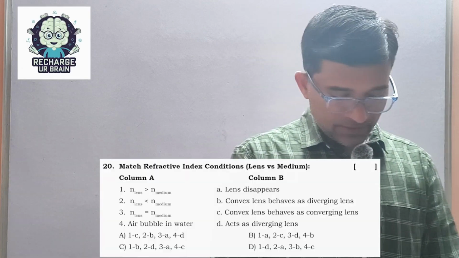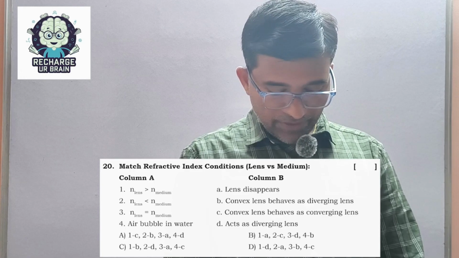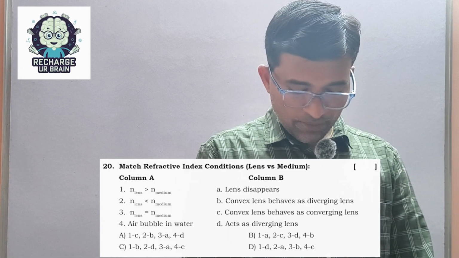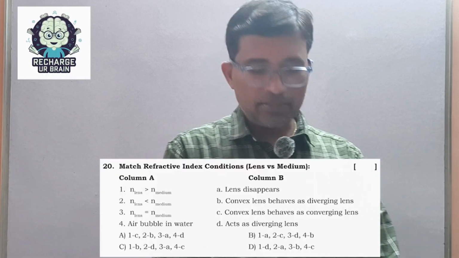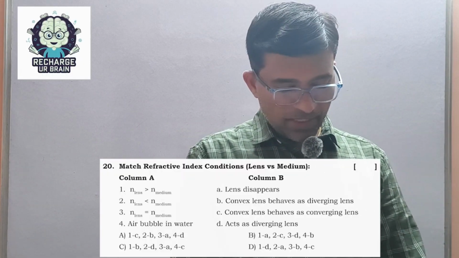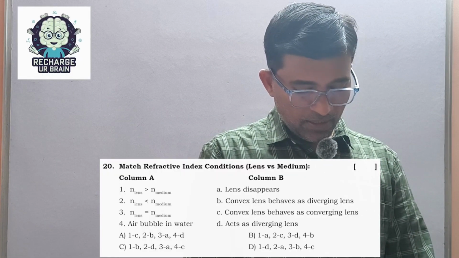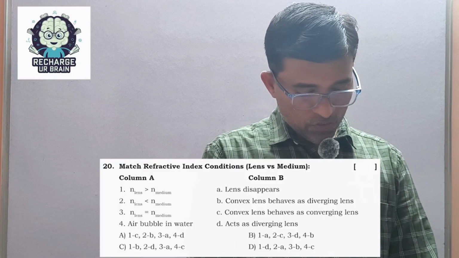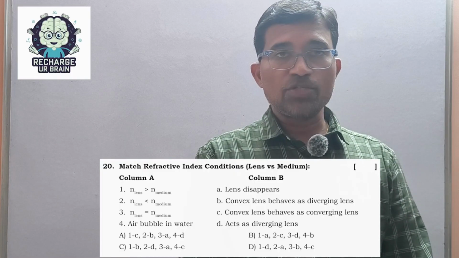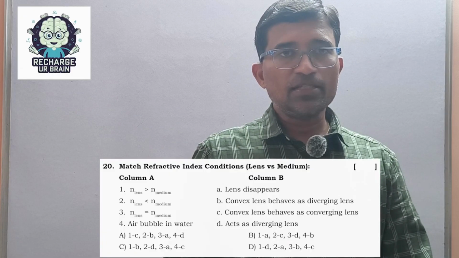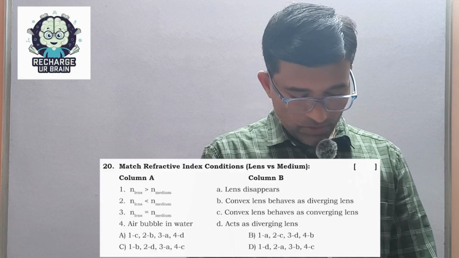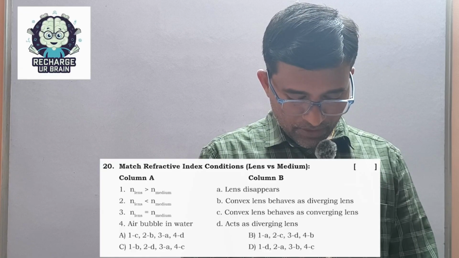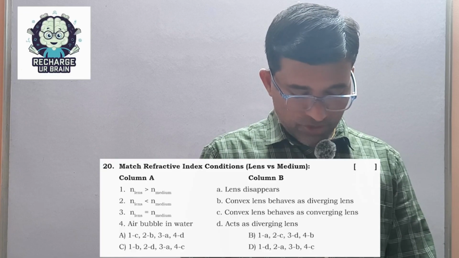And next, 20th: match refractive index conditions, lens versus medium. It is somewhat difficult question. Please concentrate on this, and then you can check whether the answer is perfect or not by yourself. Before listening to my answer, you check yourself. Refractive index of the lens is greater than refractive index of the medium: in A, B, C, D, which one is right, you check.